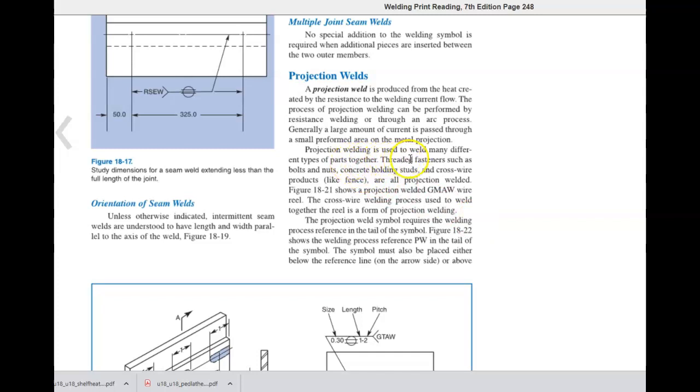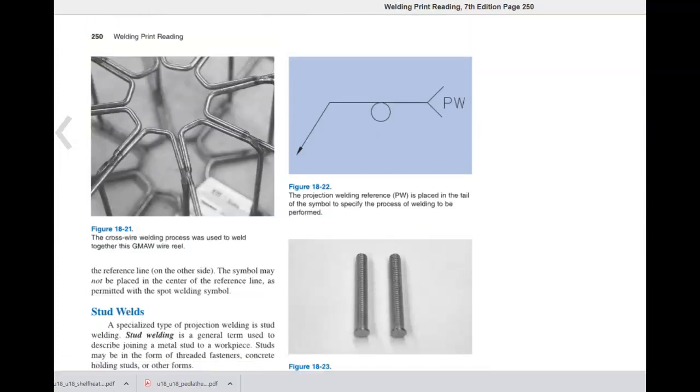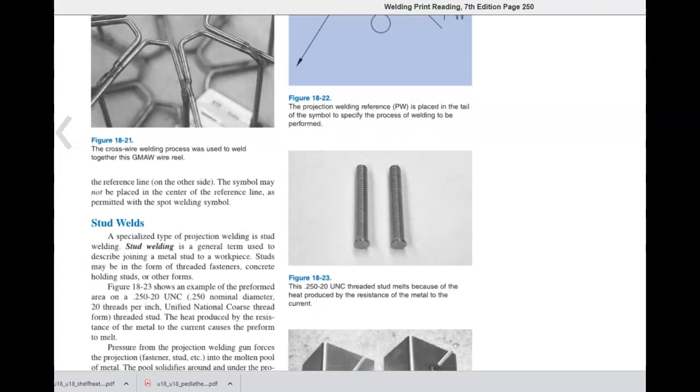When projection welding is used, the projection welding symbol requires the welding process referenced in the tail of the symbol. Figure 18-22 shows a welding process reference PW in the tail of the welding symbol. The symbol must also be placed either below the reference line on the arrow side or above the reference line on the other side. The symbol may not be placed in the center of the reference line as permitted for spot welding.